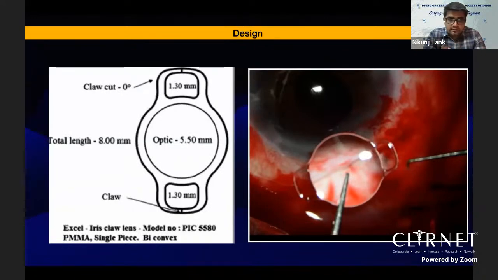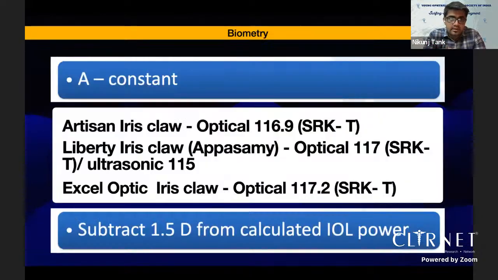This is the model made by Excel Optics from Chennai, and there are other companies which make iris claw IOLs. Internationally, the Artisan iris claw IOL is famous for both anterior and retro-fixated placement. Appasamy Associates also make an iris claw IOL called Liberty, and I think Freedom iris claw IOLs are also available. Again, I don't have any financial disclosures. For calculation, you can use the A constant mentioned by the company and subtract 1.5 diopter from the calculated power.